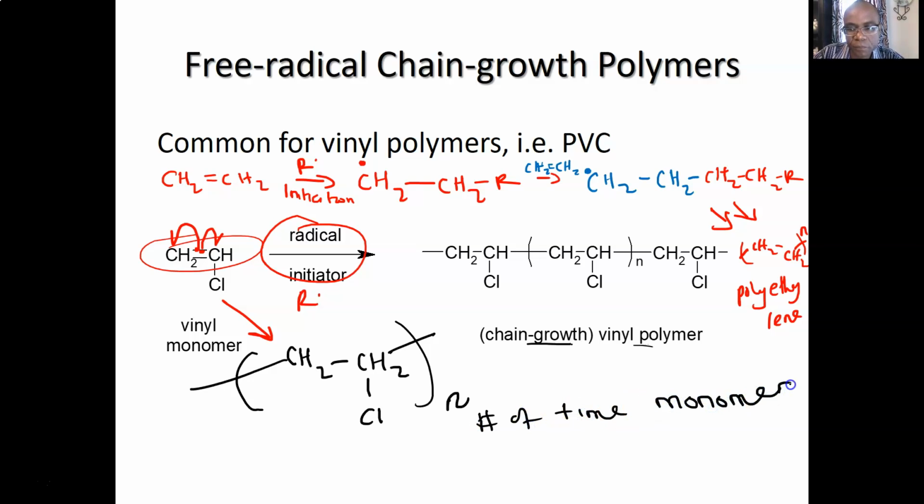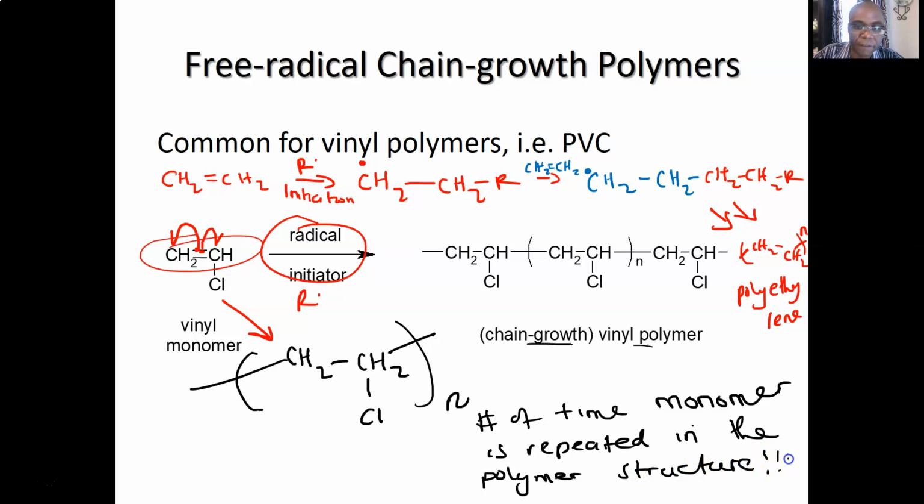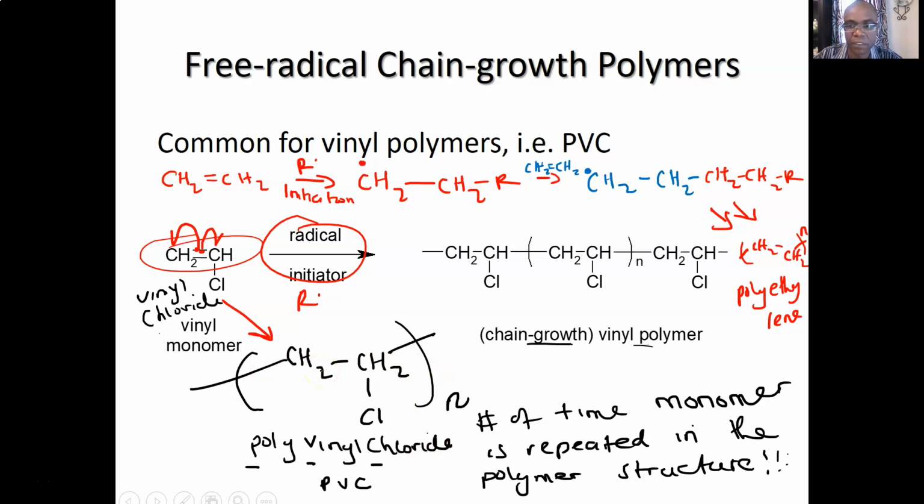the number of times the monomer is repeated in the polymer structure. You have to put the N there. So you see, this is a vinyl, this is called vinyl chloride. So if many vinyl chlorides are conjoined, you get polyvinyl chloride, PVC, which is used to make pipes and so on.